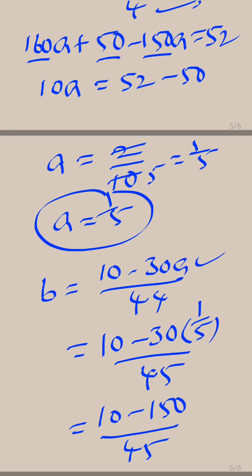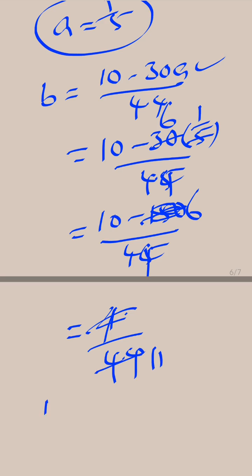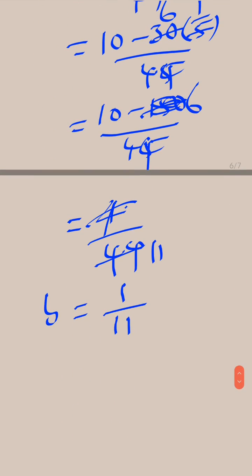So in the place of a, if I put 1 by 5, then here I can cancel it. 5 1s are 5, 5 6s are 30, yes. So now b is equal to 10 minus 6 is 4 by, and here 44 we have to write, yes, 44. 4 1s are 4, 4 11s are 44, that is equal to 1 by 11. So b value is 1 by 11, a value is 1 by 5, we got it.